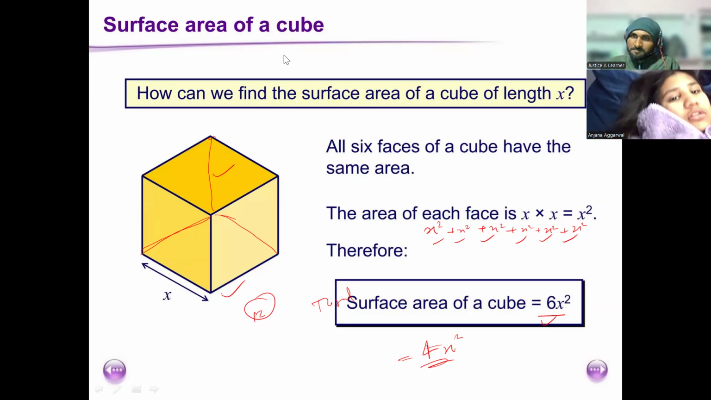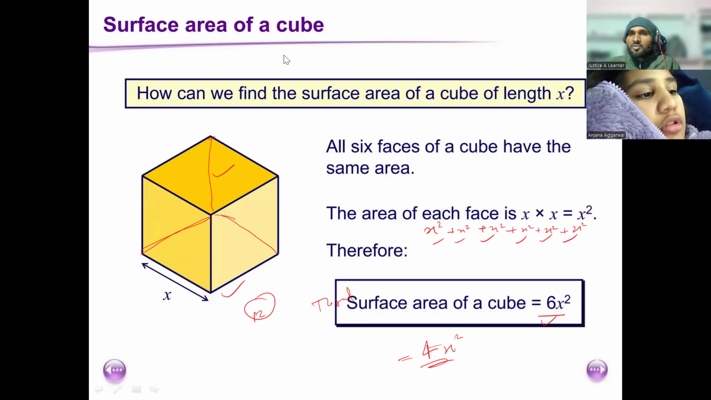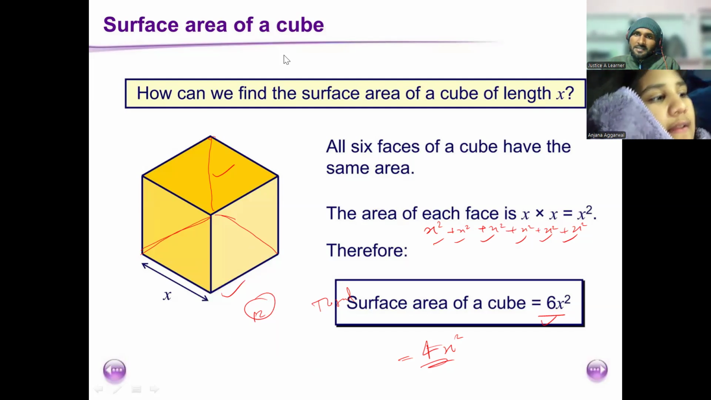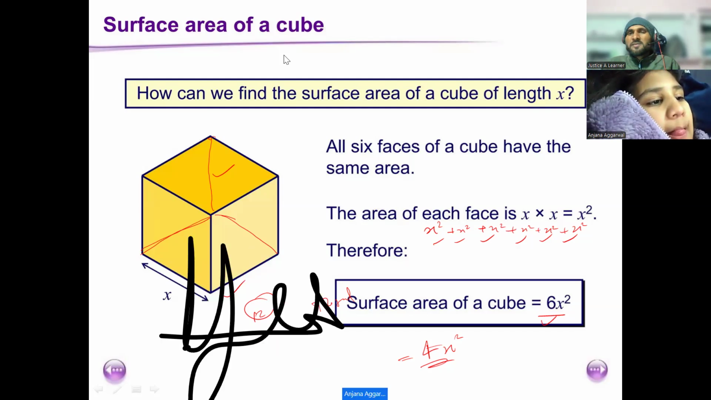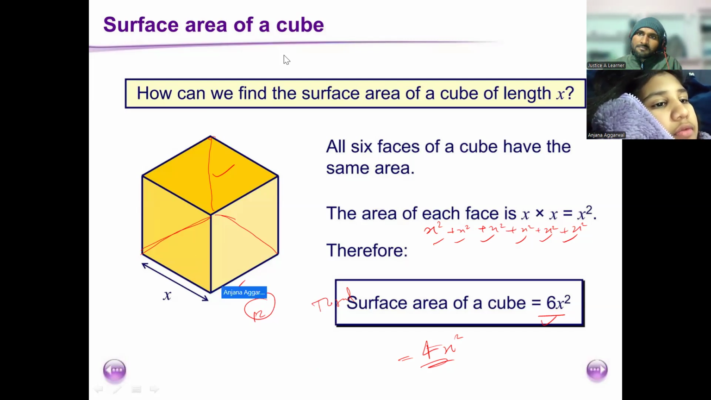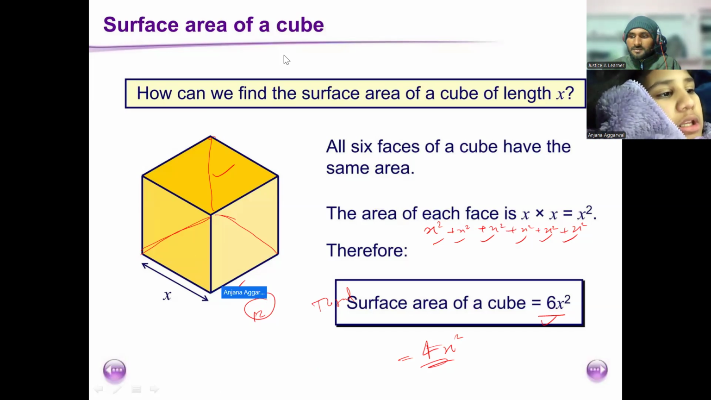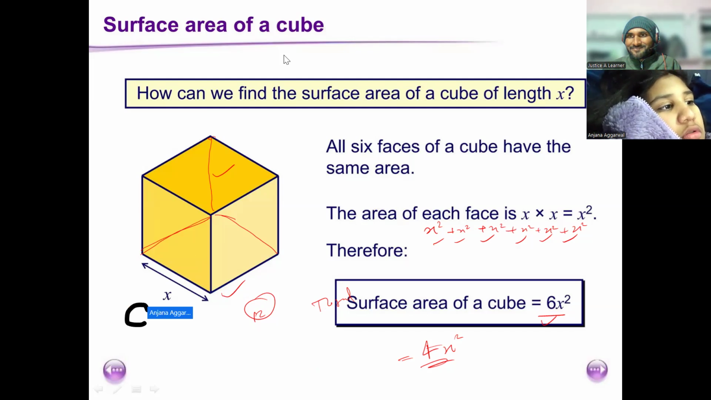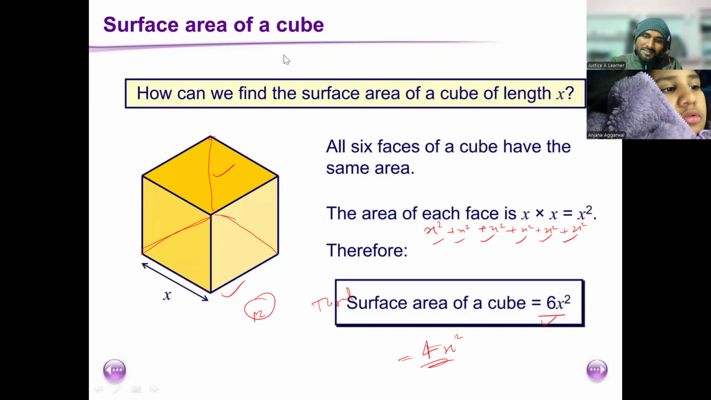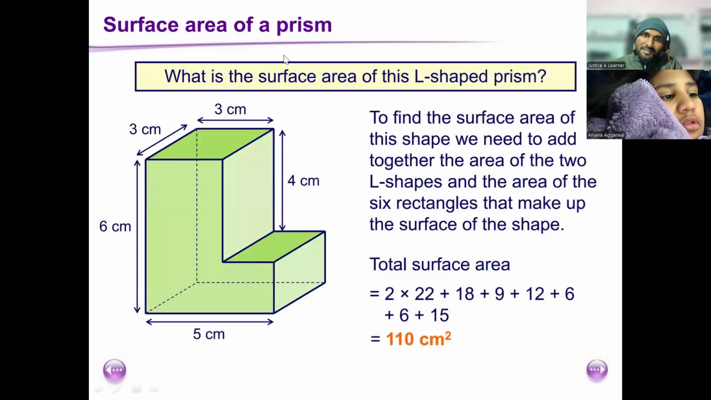In cube, all equal. And in cuboid, the two opposite faces would be equal, facing each other. Yes, great. And what would be the area of cuboid? I forgot. You may try getting that. Okay, I'll show you this question, and you just tell me what is the area of cuboid.